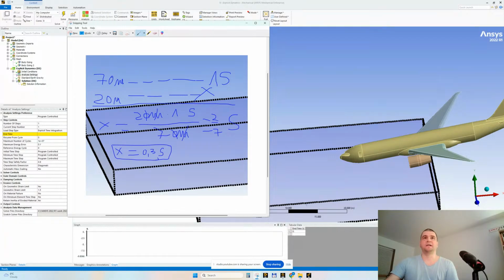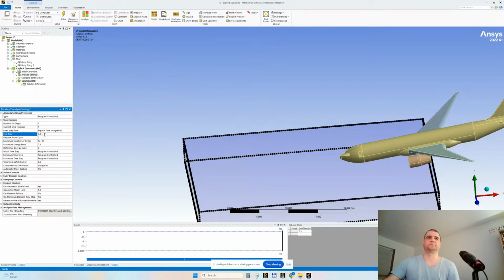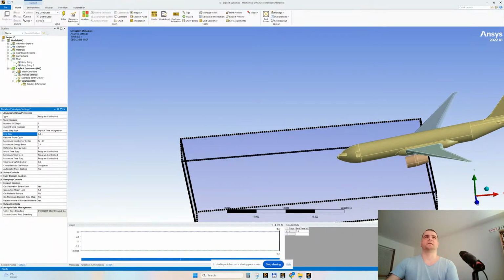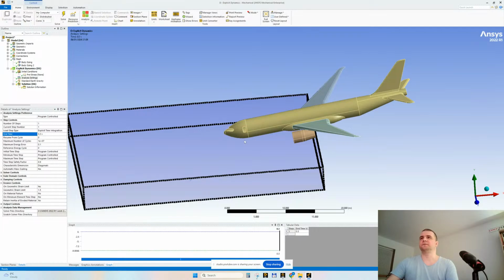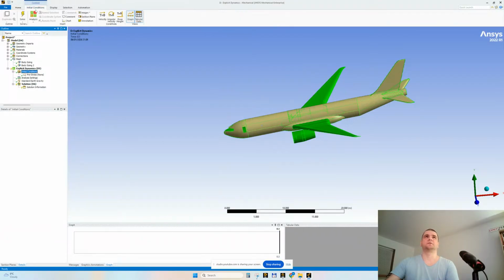If I apply 70 meters per second, which is 250 kilometers per hour approximately, okay? So let's make here 0.3. And let's apply this initial velocity, all right? On all these bodies. I will select only one of them, Control A to select all. Initial conditions, go for velocity.